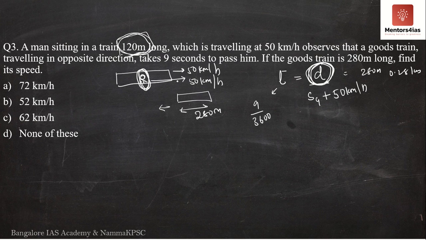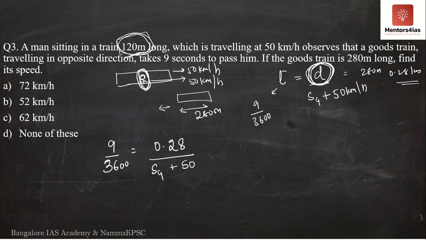It is as if the person himself is running at 50 kilometers per hour. The question is not saying the train takes 9 seconds to pass the passenger train. The question is saying the goods train takes 9 seconds to pass this person. Therefore, we don't need the length of this train, and distance will be nothing but 0.28 kilometers. So, time is 9 divided by 3600, and this is equal to 0.28 kilometers divided by the speed of the goods train plus 50 kilometers per hour.